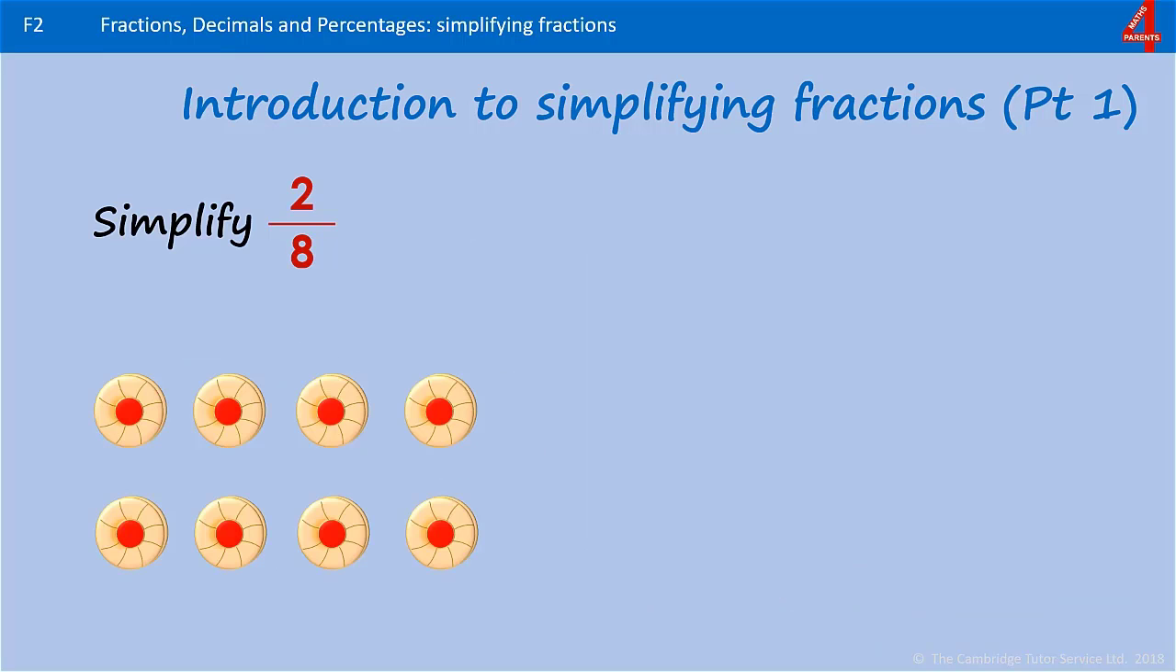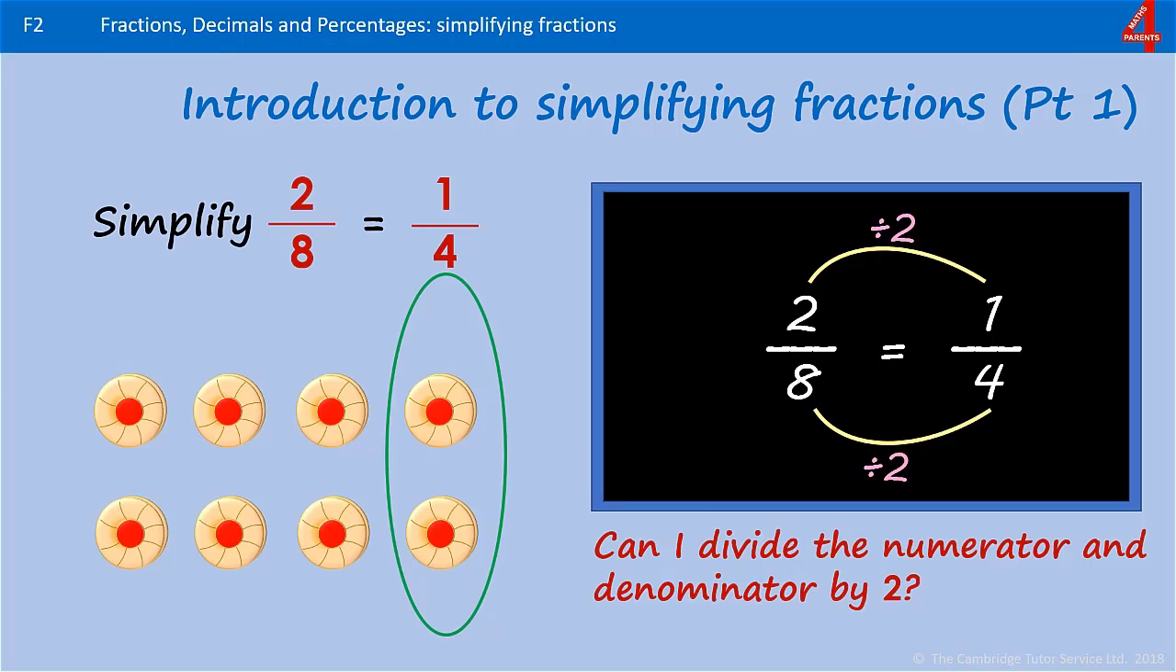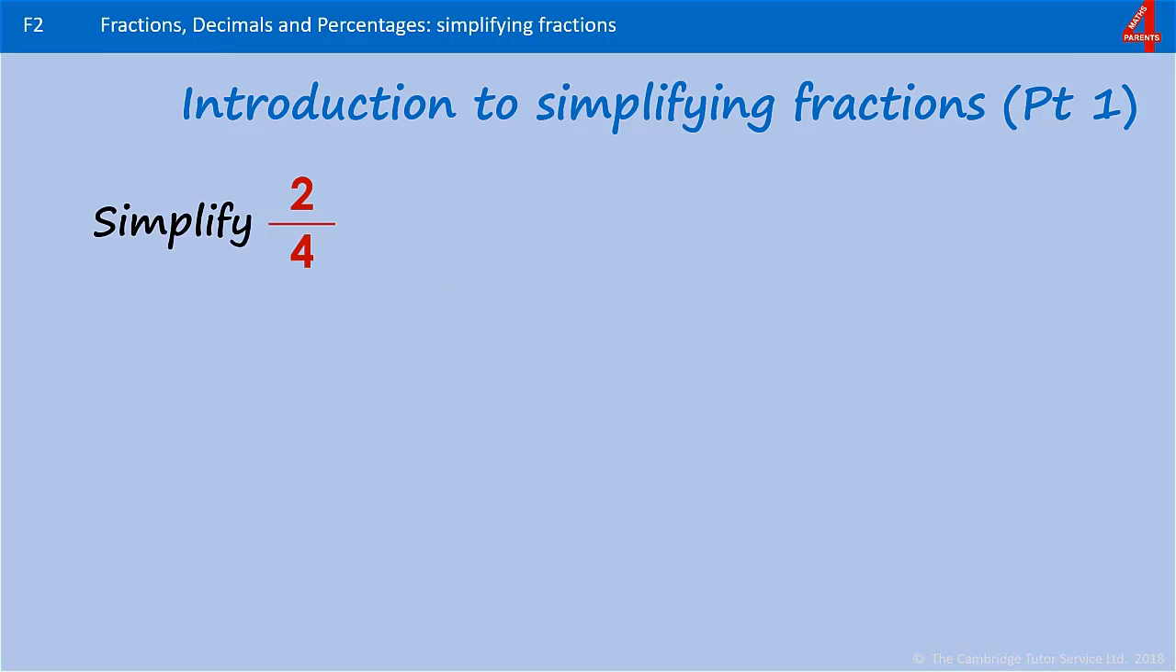This time we have 8 biscuits and 2 of them are circled, and we're going to simplify 2/8, which is what's represented here. Can I divide the numerator and denominator by 2? Well, both of them are even, so yes I can. 8 divided by 2 is 4, and 2 divided by 2 is 1, and I have 1/4. And if you look at the biscuits, you'll see that out of each 4, one of them is in that circled section.